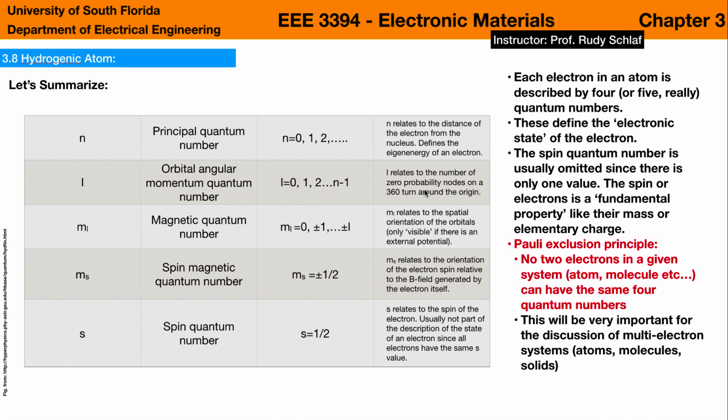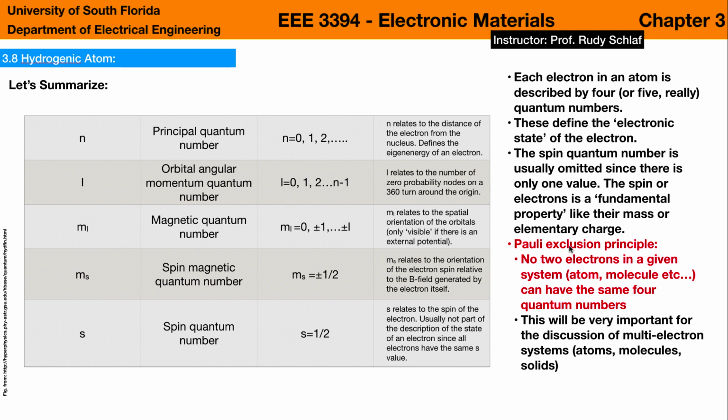The magnetic quantum number ml, which goes from -L to +L in 1 steps, relates to the spatial orientation of the orbitals, but of course that is only visible if there is an external potential that gives a preference to one of the directions in space. Finally, the spin magnetic quantum number ms has only 2 values, plus and minus 1/2, and that essentially relates to the orientation of the electron spin relative to the magnetic field generated by the electron itself. So in summary, these 4 quantum numbers define the state of an electron in an atom.